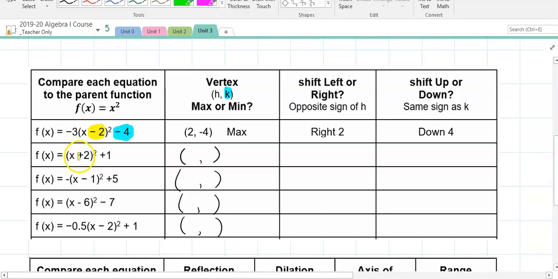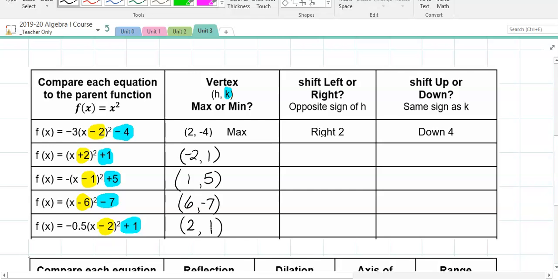All right, for the next one, the opposite of 2 is -2. The number outside is just 1. Opposite of -1 is +1. The number outside at the end is 5. My vertex is 1, 5. The opposite of -6 is 6. The number outside is -7. And finally, the opposite of -2 is +2. The number outside is 1.